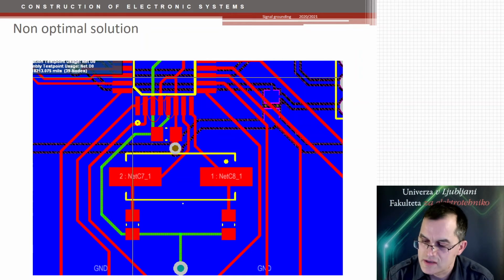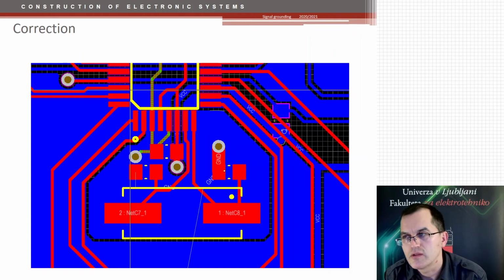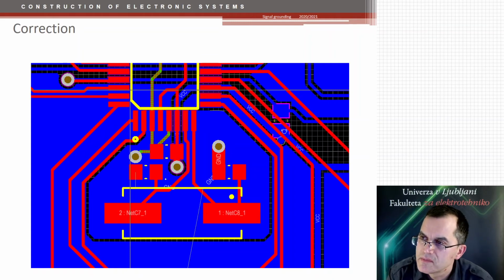So the solution is here. We make a separate ground plane. We put the capacitors on the same side, not perfectly, but better. And the grounding, the return current here, the grounding point here is very short.